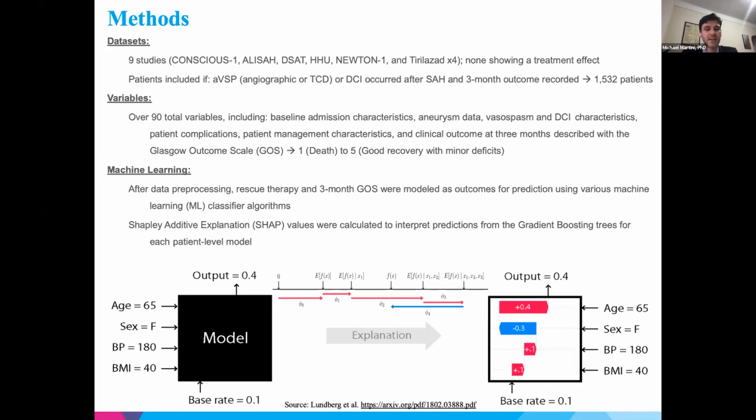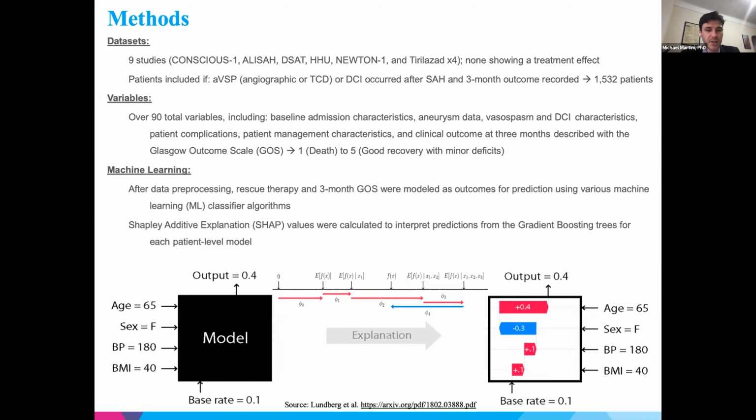And in this study, we created individual machine learning models to predict the outcomes for each patient in our study population using over 90 variables collected from each of these trials. SHAP values were calculated for each model to identify important model features and interaction effects that underlie the outcome of interest, which primarily was the Glasgow Outcome Scale score, or the GOS score.